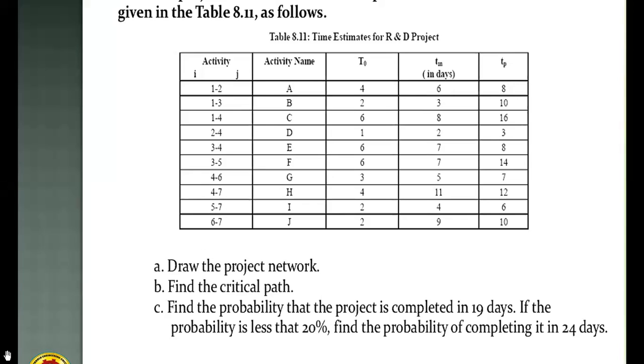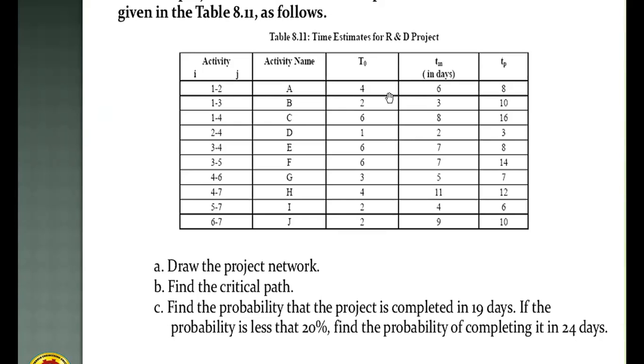And the third one is, suppose the project is completed within 19 days, but after calculating the z value we get a probability of only 20% or less. Then you have to find out the probability of completing it in 24 days. Suppose the probability for 19 days is less than 20%, then you go for 24 days. Otherwise, you will not go for 24 days. Okay, so then we solve this problem.